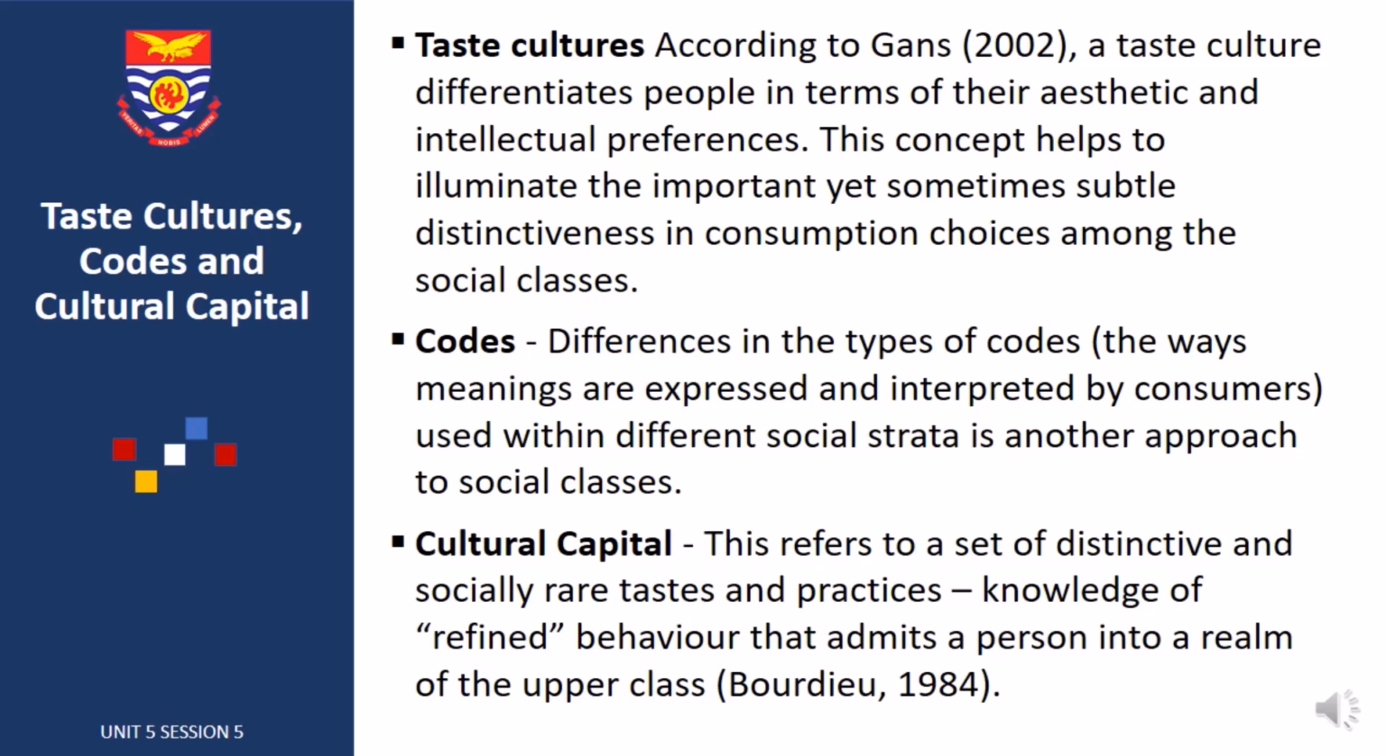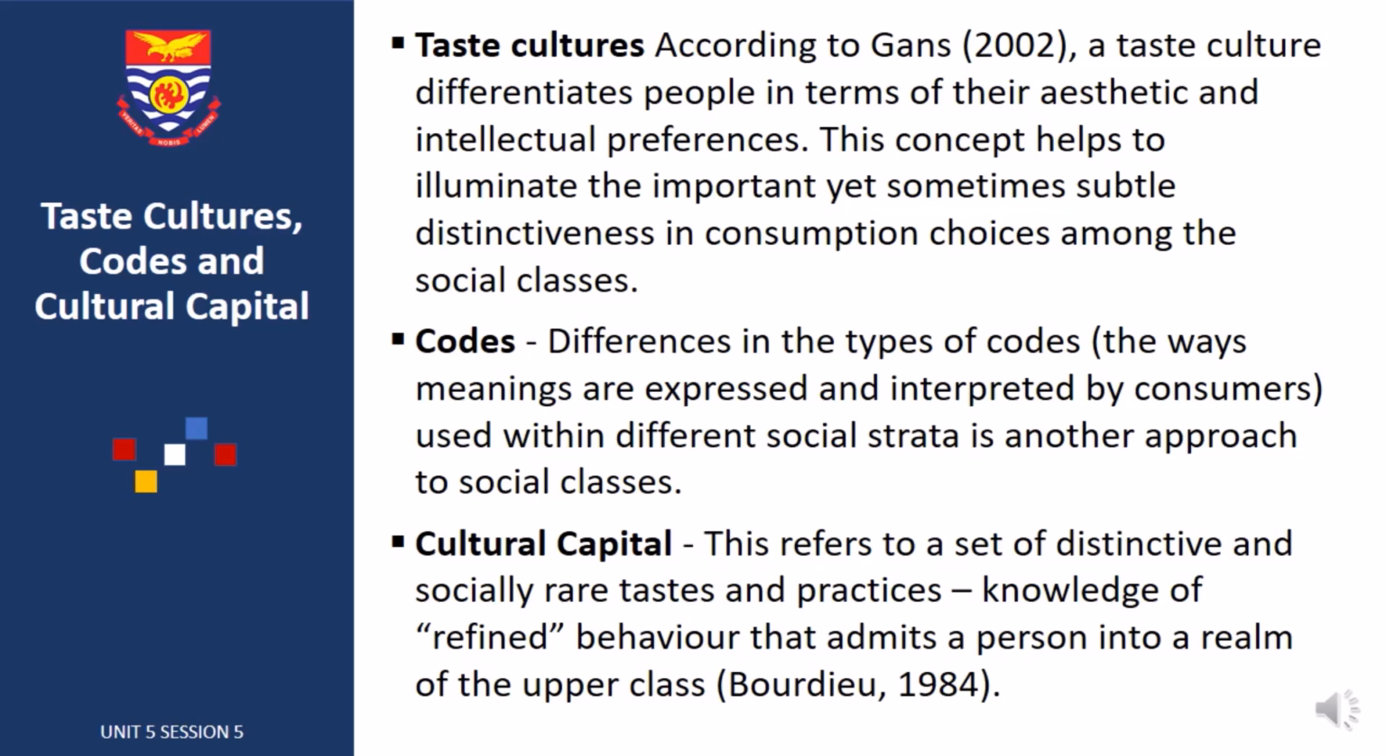Now the taste culture, the codes, and then the cultural capital. When you say taste culture, what does it mean? According to Gans, a taste culture differentiates people in terms of their aesthetics and intellectual preferences. So taste culture is that type of culture that helps people to have differences in terms of aesthetics, such as color and shape. People have that culture in terms of how they want things to look, the shape, and even the color. This concept helps to illuminate the important yet sometimes subtle distinctiveness in consumption choices among the social classes. Then we have codes.